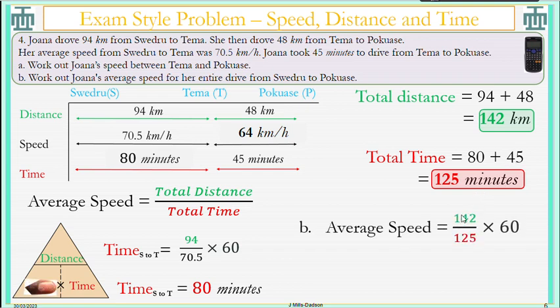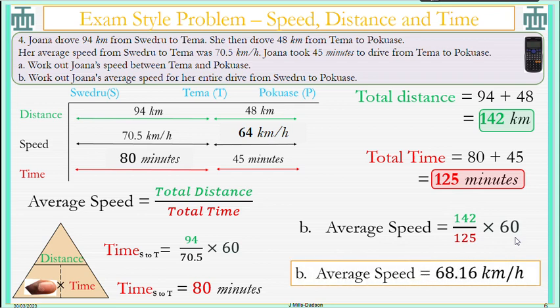So I'm going to divide distance by time. The answer here will give me kilometers per minute, and therefore, since speed is measured per hour, I times it by 60 to convert it into per hour. And that will give me 68.16 kilometers per hour.